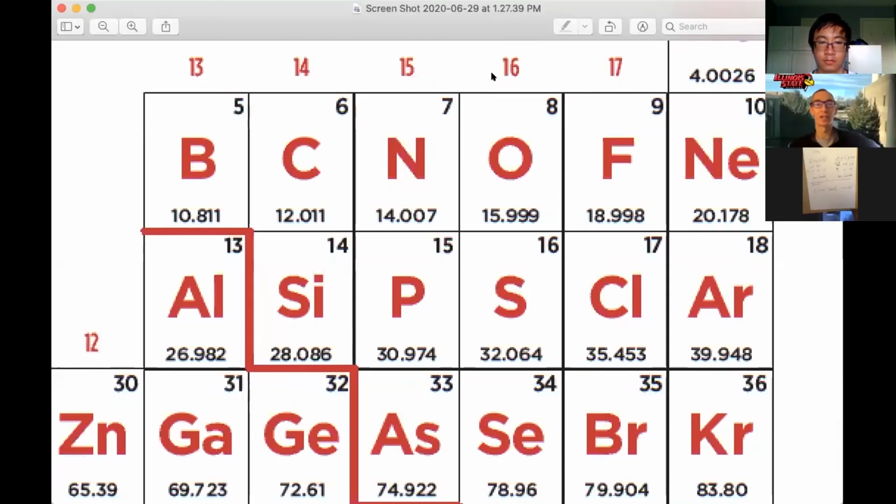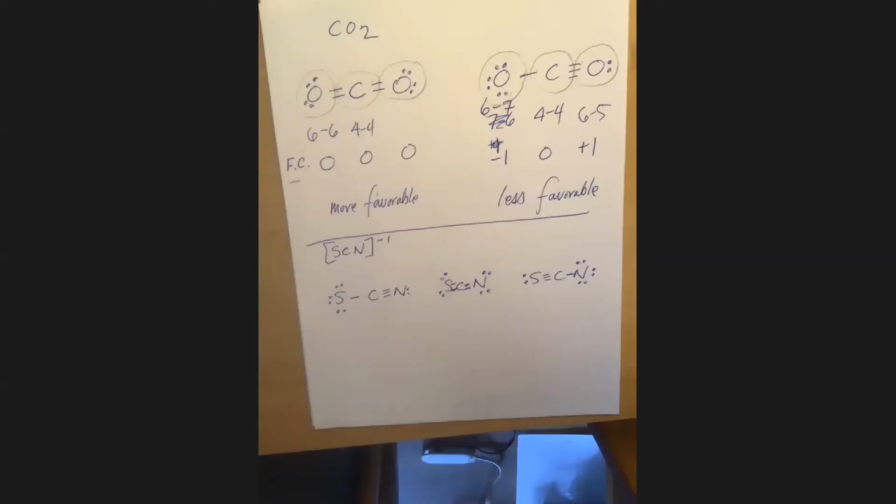Sulfur is in group 6, right below oxygen. So we've got 6 there, carbon in group 4, and nitrogen with 5 valence electrons. Okay, just so we remember those.